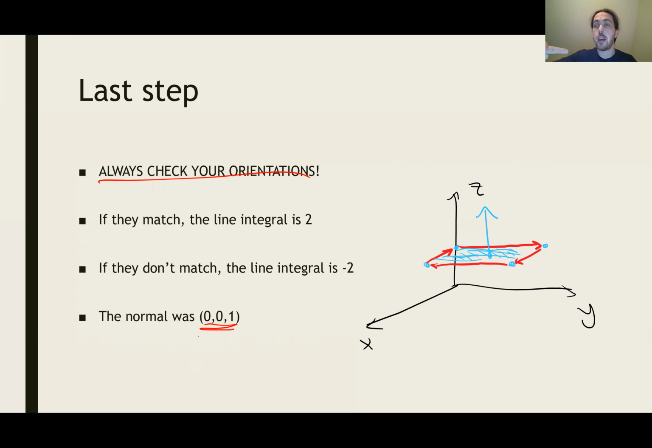If we try to put our hand with our index finger pointing along the curve and our thumb pointing towards the normal vector, our middle finger wants to stick outside rather than inside the surface. And so these don't match. And so the line integral would actually have been minus 2, which you can go back and verify for yourself by checking the calculation of the original 4 line integrals instead.